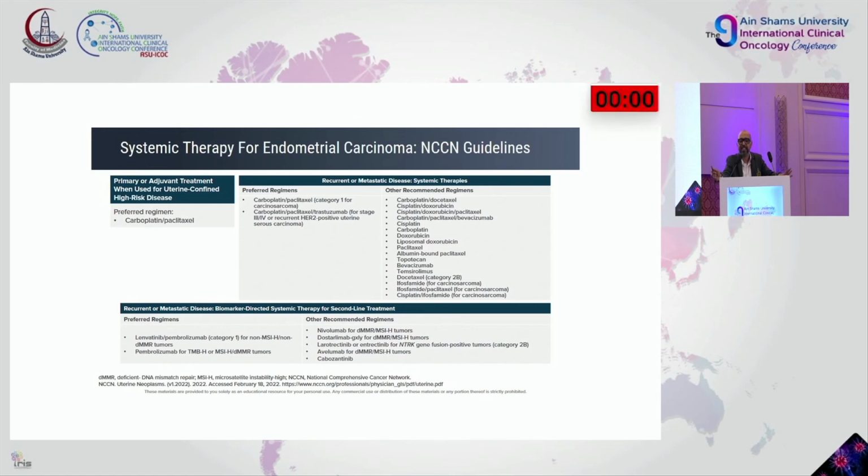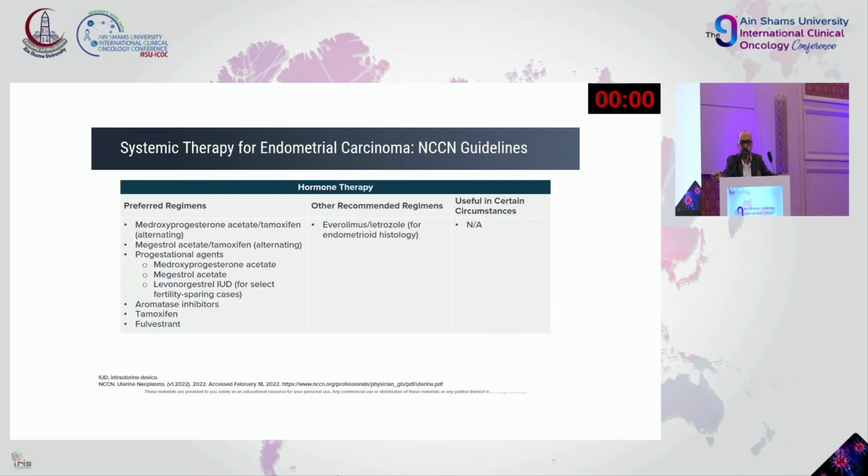And as we all know, still the standard of care until the results of the trials which I have shown you, the standard of care is carboplatin paclitaxel with other regimens, while for second line in recurrent or metastatic disease, biomarker-directed systemic therapy, for second line, we have lenvatinib pembro for non-MSI deficient mismatch repair deficiency, and pembro for tumor mutation burden high, and also dostarlimab and also larotrectinib and entrectinib.